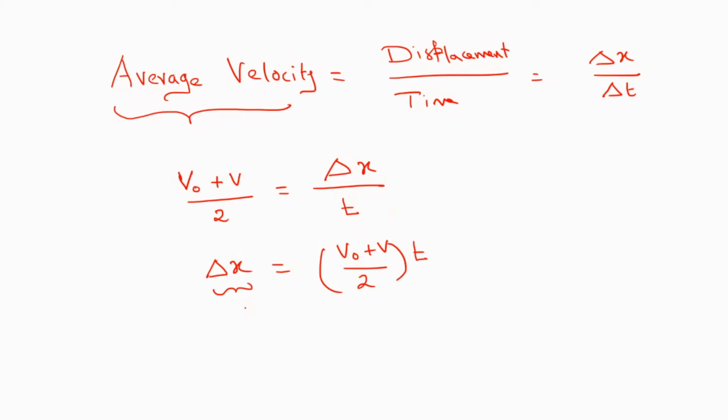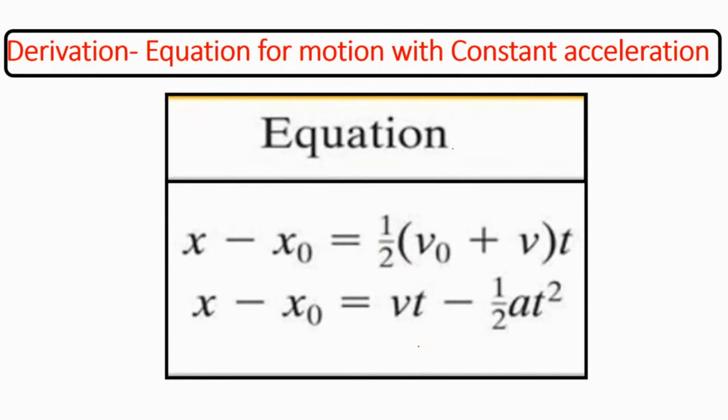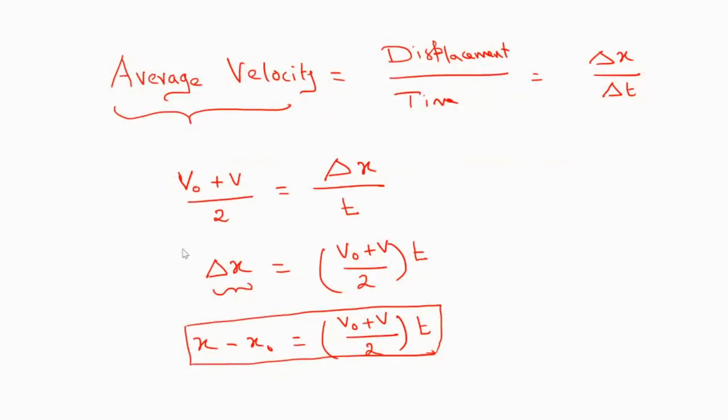And what is our displacement here? Final position minus initial position. So here my final position is x, my initial position is x0, which is equal to the average of two velocities, which is nothing but the final plus initial divided by 2 multiplied by t. And this equation is nothing but our fourth equation. So let's go back to the slides. We can just see the first one. The first one is nothing but the displacement, which is equal to half multiplied by (v0 plus v) multiplied by t. So this is the derivation proof of this equation.